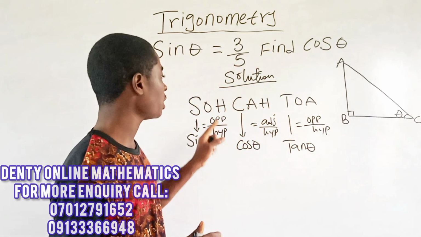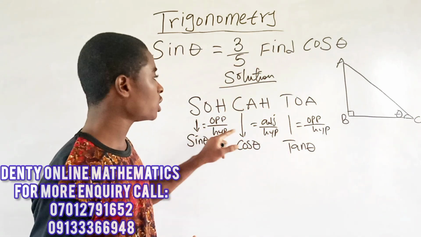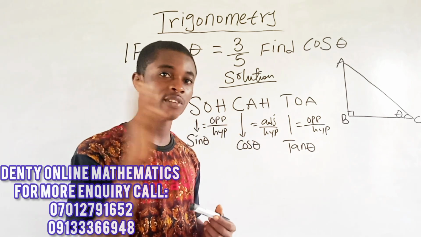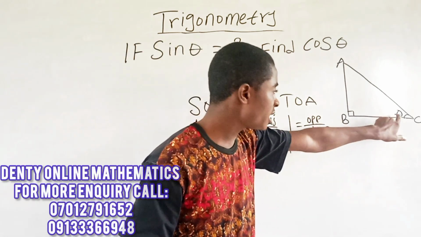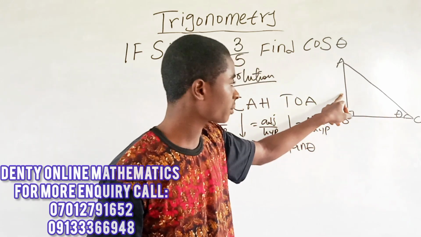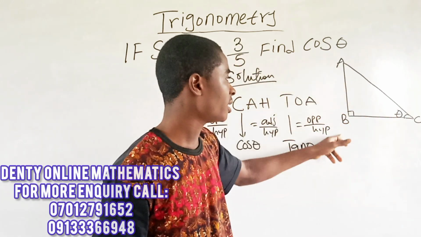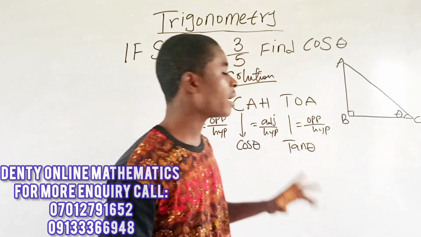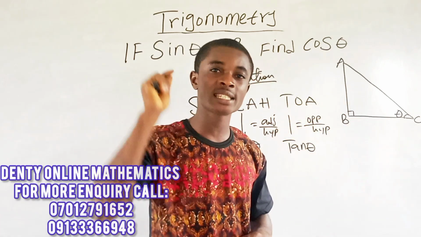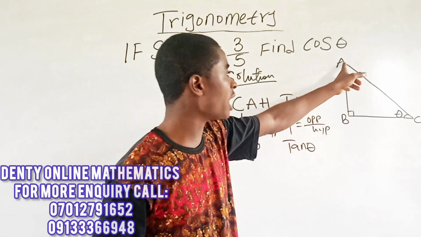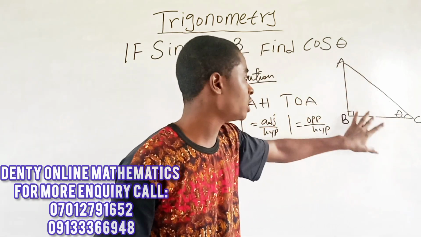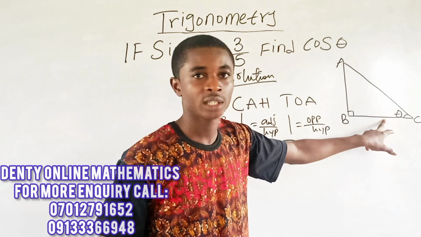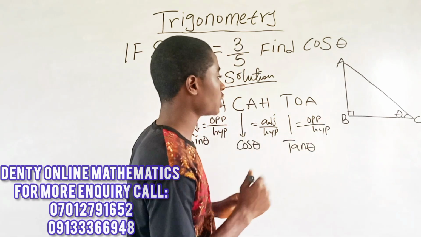Now, when you're looking for sin theta, opposite means the side facing the angle. You see here, the side facing this angle is here. That's A. Line A is the side facing the angle. And remember, the hypotenuse is the longest side. So if you observe, this side is longer than these two sides. Here is longer than here. Here is also longer than here. You get it?